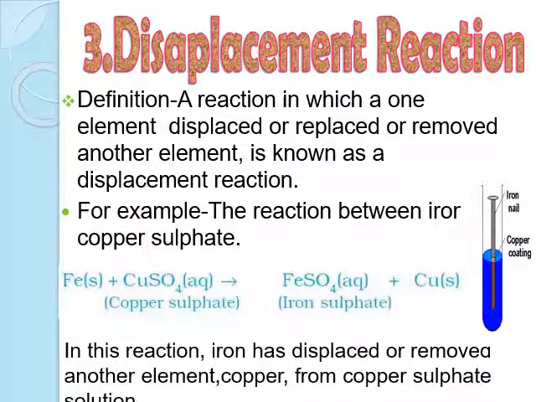The third type of reaction is displacement reaction. It is the reaction in which one element displaces or replaces another element. For example, the reaction between iron and copper sulfate: when iron reacts with copper sulfate, iron displaces copper from its sulfate solution and itself forms iron sulfate, and copper is removed.